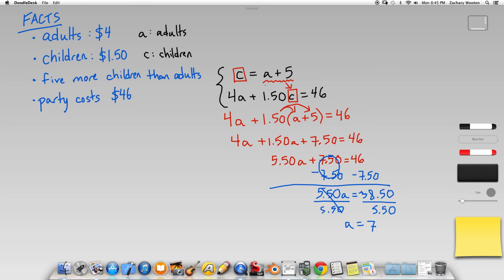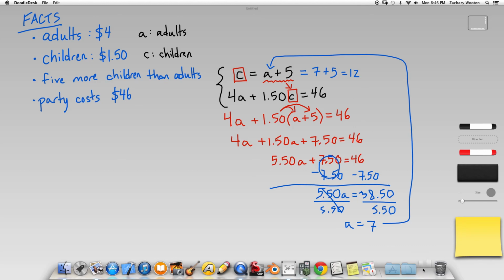If I wanted to know how many kids there are, I would just take this number and plug it right back in, way up here. So I know that the number of kids is equal to the number of adults plus 5, so that's going to be 7 plus 5, which is going to be 12. So 5 more than 7 would give us 12 kids. So there's 7 adults and 12 kids.